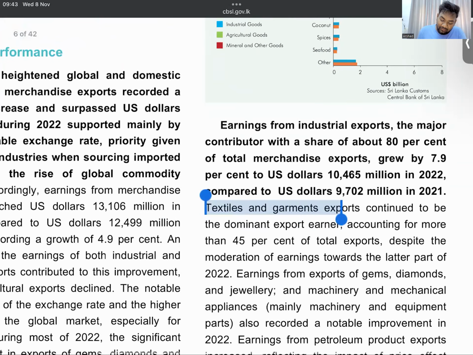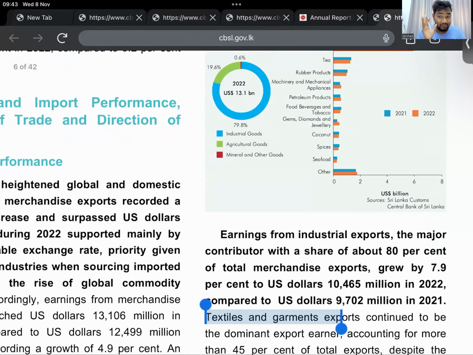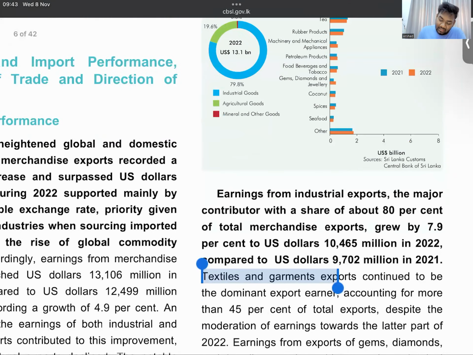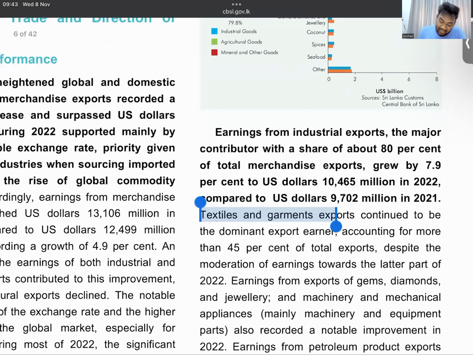Then they are saying accounting for... now see, if they ask, remember, be very careful. If they ask the top 3 exports, then it was tea, textiles and garments, tea and rubber products. But you all know tea and rubber products are not industrial, they are agricultural. So in the question they are asking the top 3 industrial exports. Be very careful. So if you put tea and rubber, it is wrong.